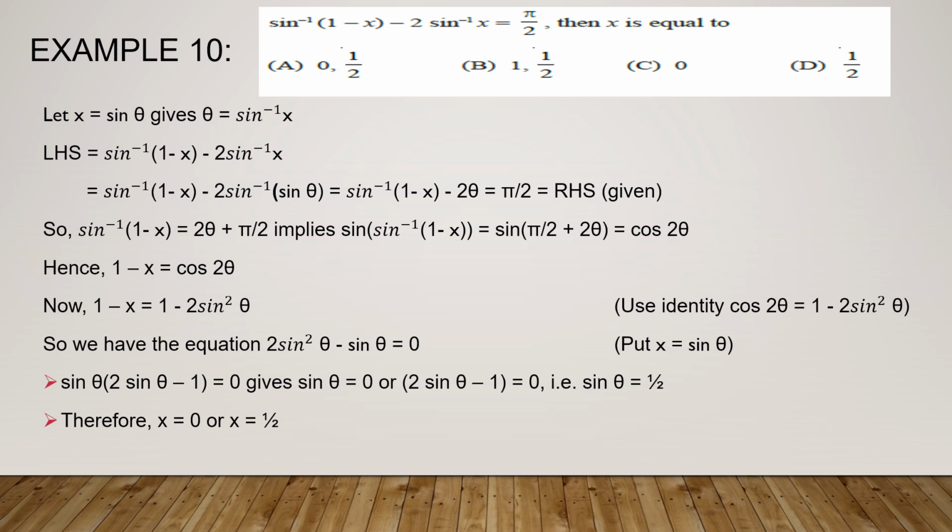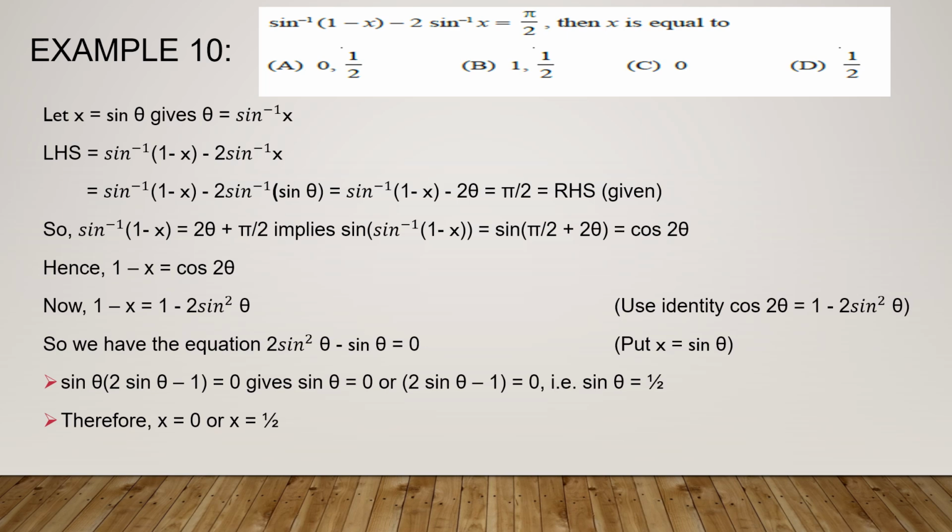First thing, let x is equal to sine theta. So obviously theta is sine inverse of x. Left hand side, sine inverse of 1 minus x minus 2 sine inverse of x. In the second term, instead of x, when you put sine theta, it will be 2 sine inverse of sine theta, which is theta. So now your left hand side will be sine inverse of 1 minus x minus 2 theta, which is equal to pi by 2. This is given to you, correct? Solving means you are given this equation, you have to get the value of x.